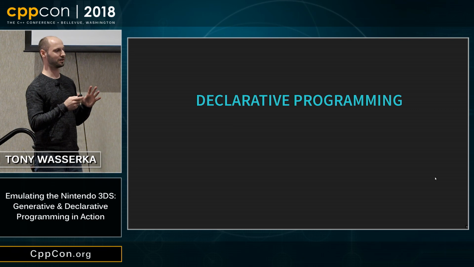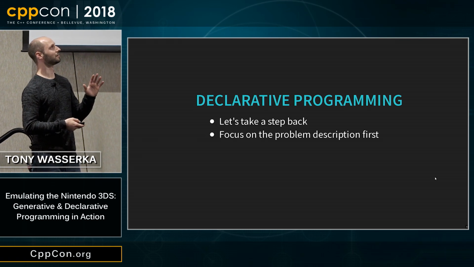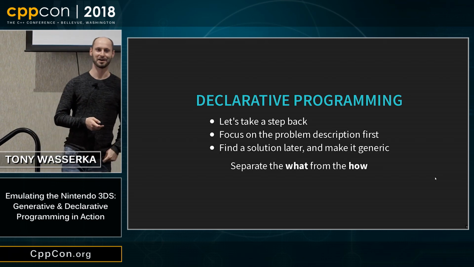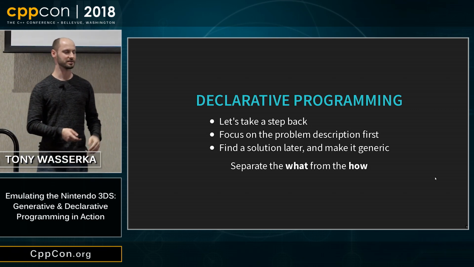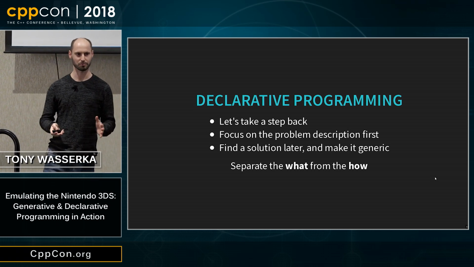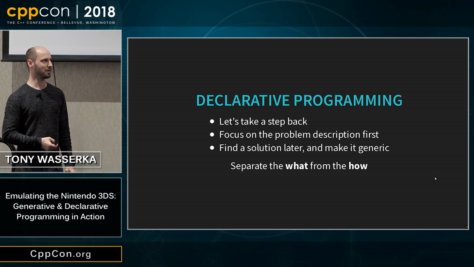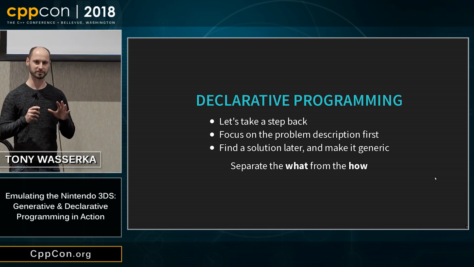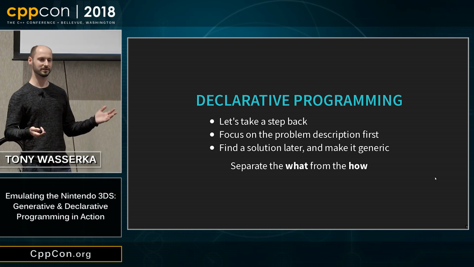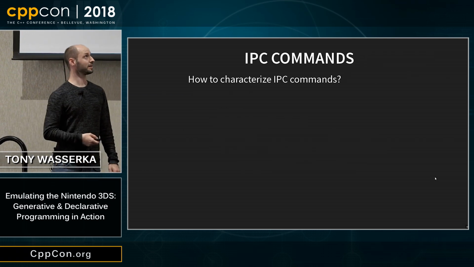So if you want to summarize it as concisely as possible, it's basically about separating the what from the how. So what we want to do is take a step back. We have this very ambitious plan of emulating 3DS services, fully automated, and it just works. But maybe we need to take a step back and just focus on describing the kind of things that we actually want to emulate here. And once we have a description, maybe we can focus on the actual solution later. So let's do just that.